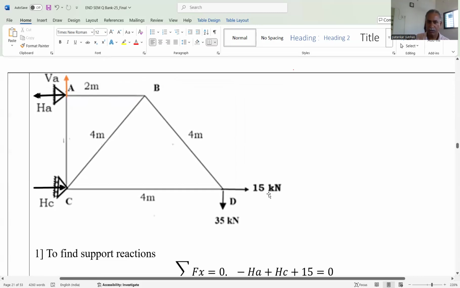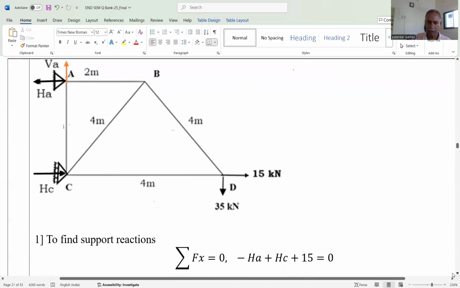Okay. So here there are two forces acting. One is horizontal, 15 kilonewton, and one is vertical, 35 kilonewton. First of all, we find the support reactions. This is step number 1. And we know that in engineering mechanics, we have studied the application of equilibrium. Summation Fx is equal to 0, summation Fy is equal to 0, and moment about a particular point is equal to 0. And we get HA, VA, and HC.